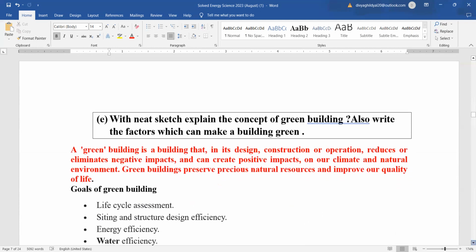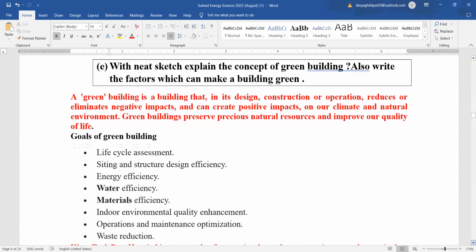With a neat sketch, explain the concept of green building. Also write the factors which make green building important. Very easy. A green building is a building whose design, construction and operation reduces or eliminates negative impacts and creates positive impacts, especially on the climate and natural environment.